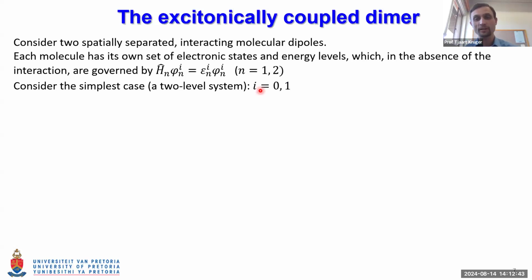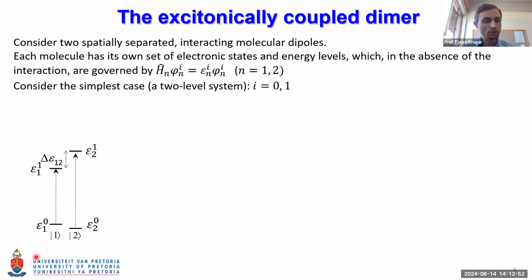We consider the ground state when i is equal to 0, and the first electronic excited state when i is equal to 1. Okay, so this is our energy diagram. We have molecule 1 with ground state energy given here, electronic excited state given by epsilon 1,1. And then we have molecule 2 with ground state energy there and first electronic excited state given there. And we are considering the interaction between these two. Okay, so because of this interaction between the two dipoles, we consider them as a single system. Okay, we call this the dimer.